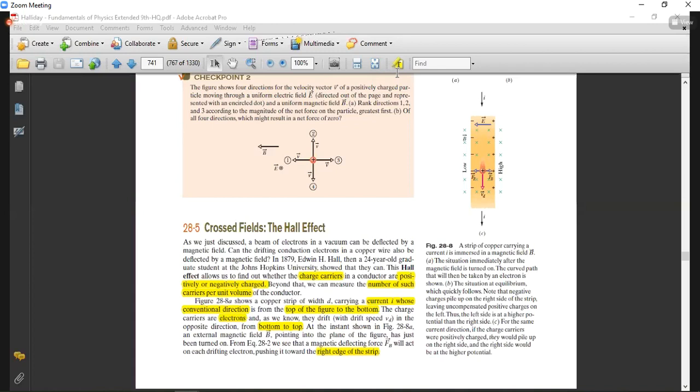For that purpose, I will just remind you of a certain phenomenon. Just hold on a second. What was the cross field? The cross field was basically something like this, in which we have the electric field. Let's suppose it was directed in the downward direction, like this, negative to positive.